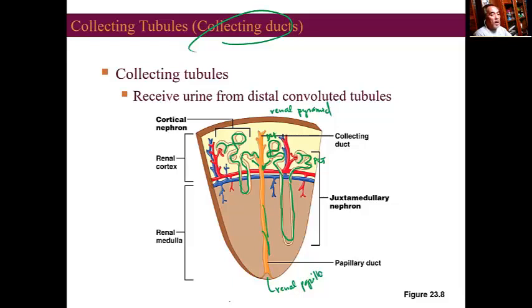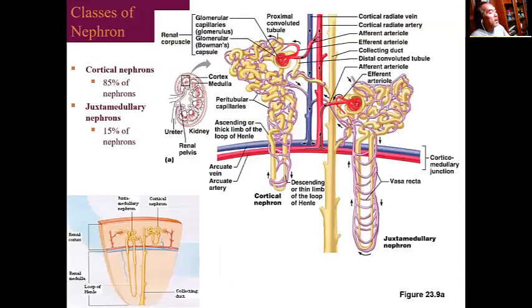Now we have the association of the blood vessels and the nephrons. You can see that the filtrate goes to the glomerulus, where it produces what we call filtration. Then it goes into the proximal convoluted tubule, then the loop of Henle and the distal convoluted tubule. Then from the distal convoluted tubule, it goes into the collecting duct.